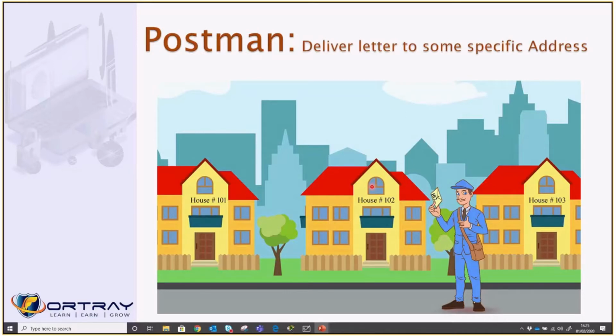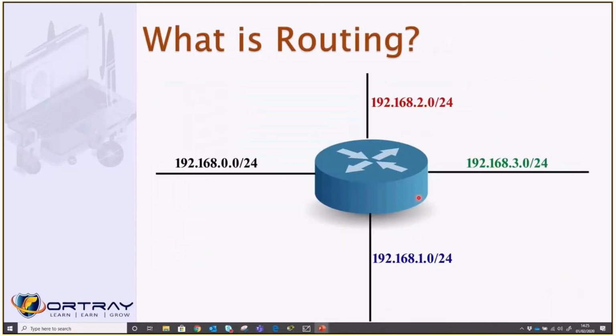We can also see that day to day, letters are delivered to a specific address. For example, a house has a number, right? The street may be the same, but each house has a different number. Just as we discussed IP addresses, subnetting, and networks. Similarly, what is routing? That's the previous example we have given you, related to our day-to-day life. What is network routing?